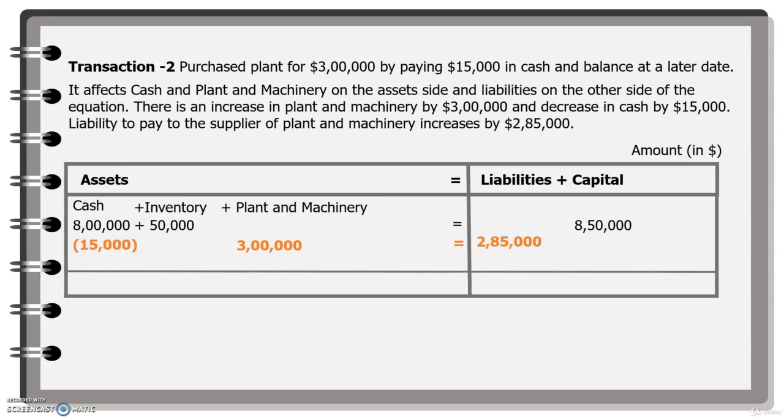So what happens to cash? 800,000 minus 15,000 is $785,000. Inventory remains the same. Plant and machinery we are recording now, and on the right hand side you have liabilities of $285,000 plus capital of $850,000. If you total the asset side you get 1,135,000, and on the right side also you get 1,135,000. So your equation is maintained.